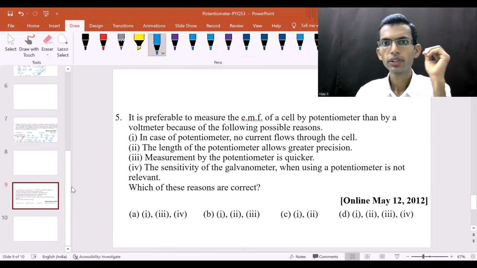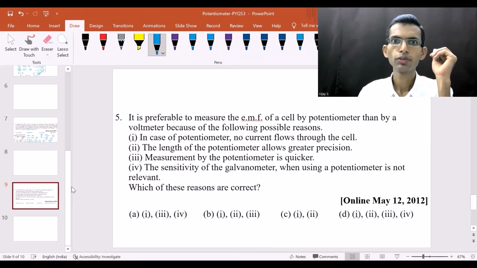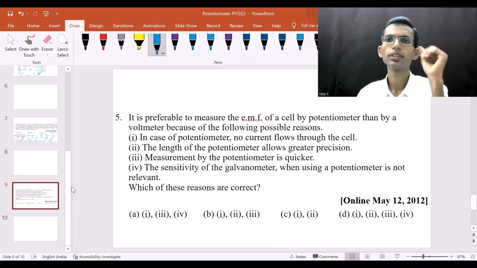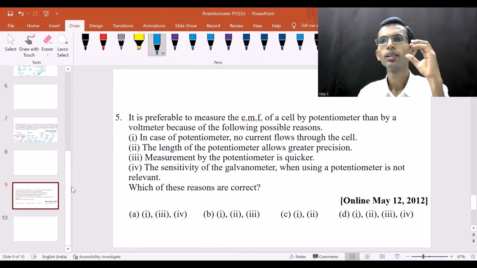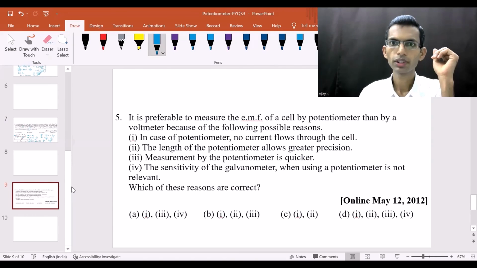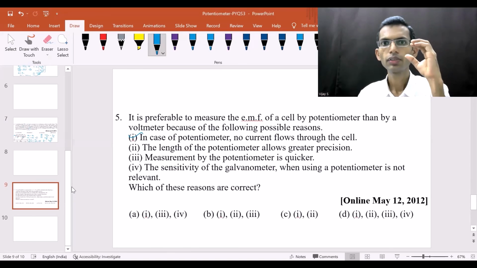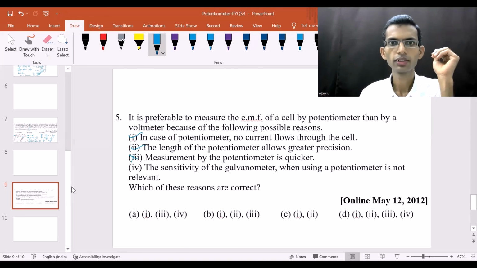It is preferable to measure the e.m.f of a cell by potentiometer than by voltmeter because of the following possible reasons. Yeah, first one. In case of potentiometer, no current flows through the cell, right? What do we know? At the time of measurement, the current drawn by the cell is 0. So that means the first one is correct. The length of the potentiometer allows greater precision. This is also correct. Measurement by the potentiometer is quicker. That we cannot say.